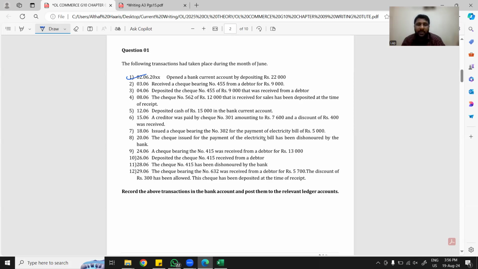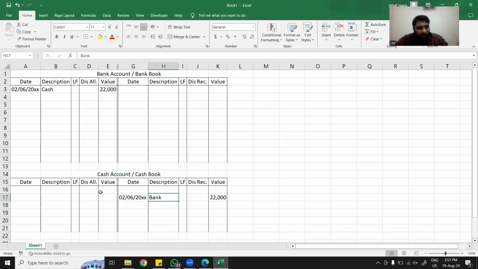First, we'll record the double entry, people. Once you receive a check from a debtor, it is equal to getting money. Once you deposit it, only then will it go inside the bank. So you have to write it in the cash book. Cash book value 9,000.